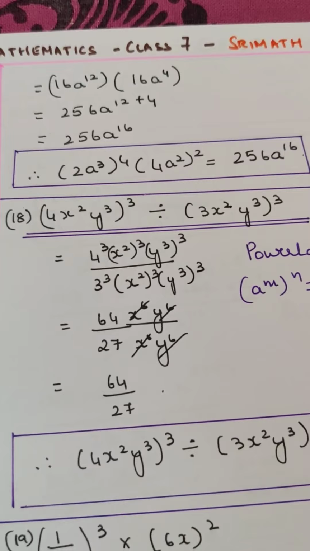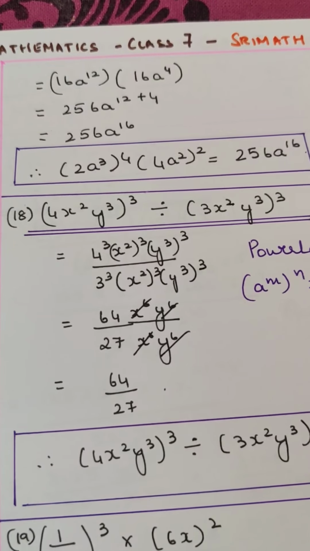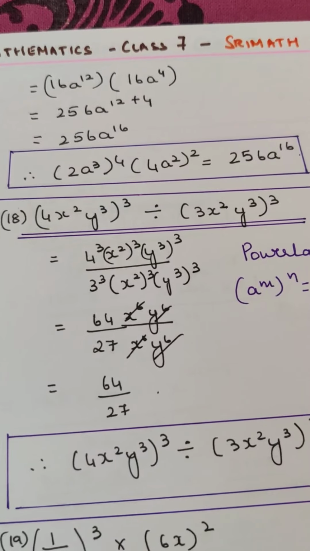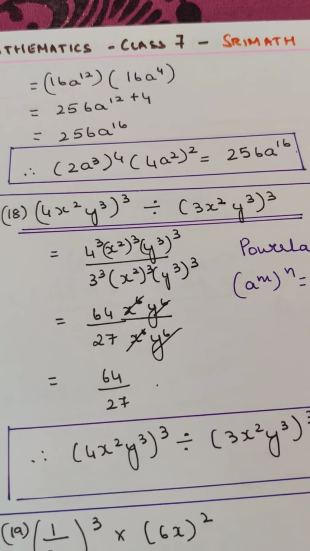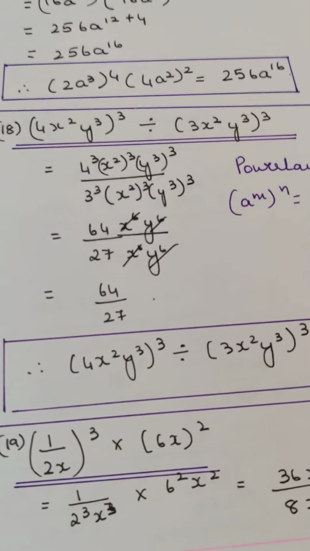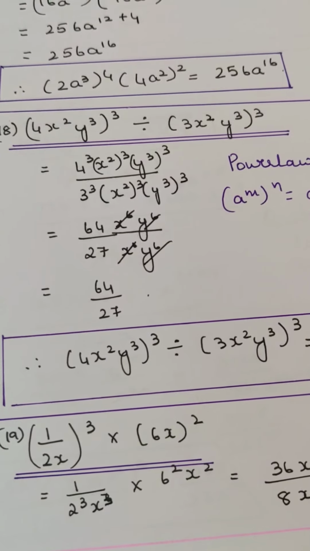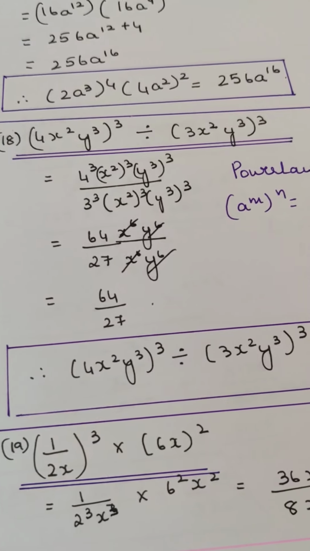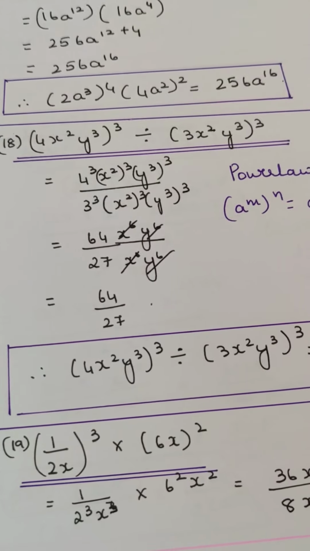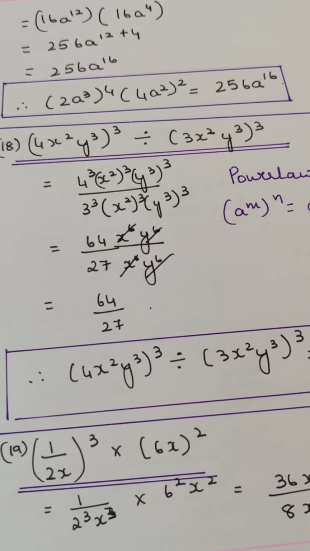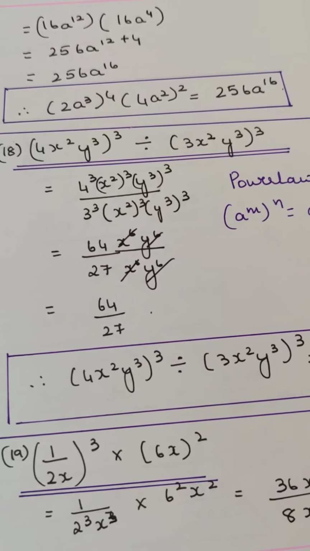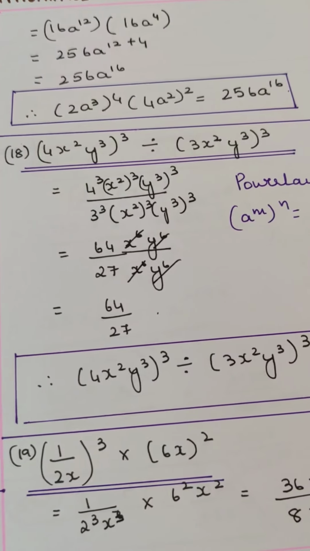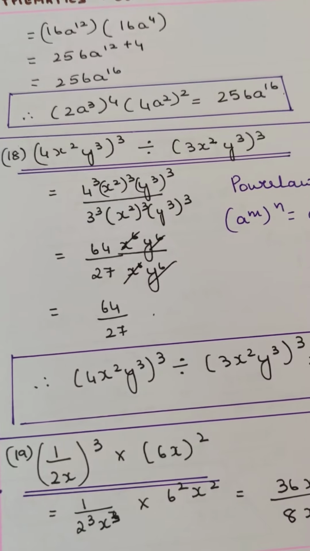Therefore, 2a cube the whole power 4 into 4a square the whole power 2 is equal to 256 a to the power of 16. Let's move on to the 18th sum. You get 4x square y cube the whole cube divided by 3x square y cube the whole cube, that is 4 cube into x square the whole power 3 y cube the whole power 3 divided by 3 cube into x square the whole power 3 y cube the whole power 3.